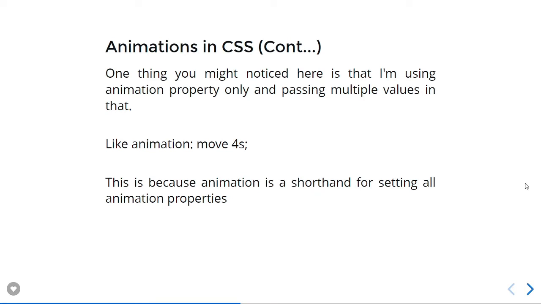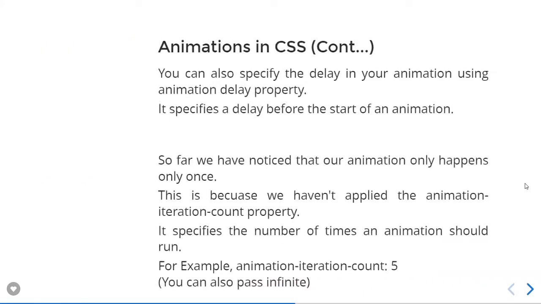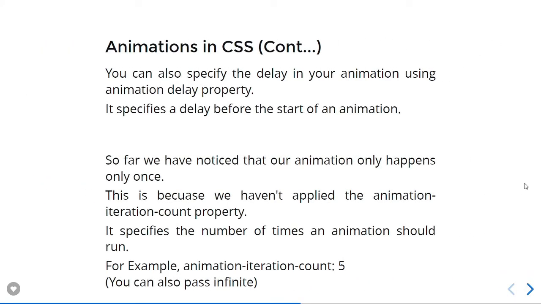One thing you might notice here is that I'm using the animation property only and passing multiple values in that, like animation: move 4s. This is because animation is a shorthand for setting all animation properties. You can also specify the delay in your animation using the animation-delay property. It specifies a delay before the start of an animation.